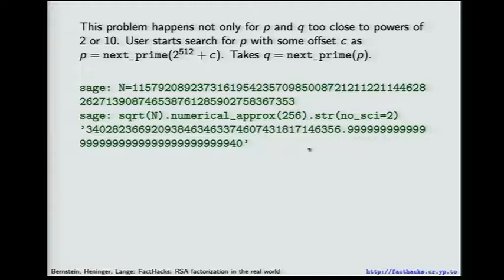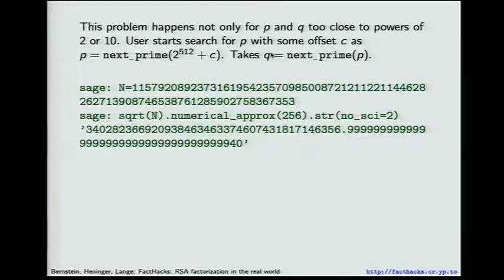It's .9999999, and then some dirt here. So then you know that your primes were too close to each other. If you ever take an RSA modulus and you compute the square root and you see something like this, then you know that the user did this method.